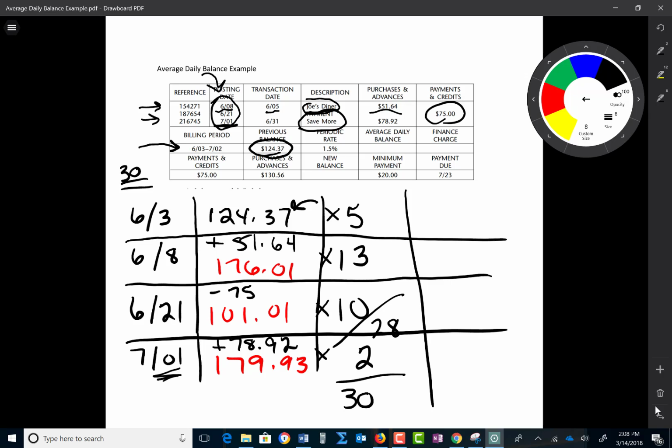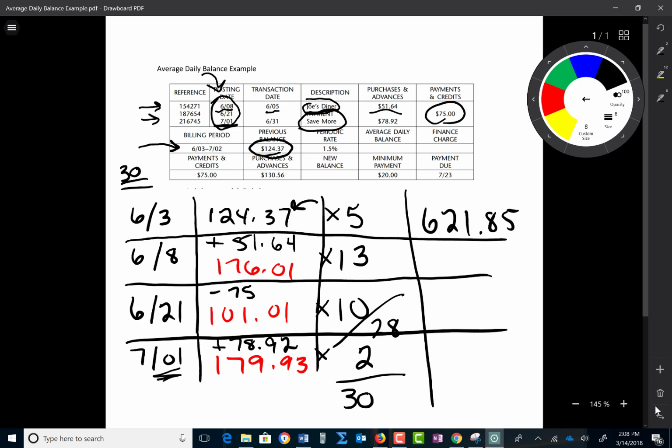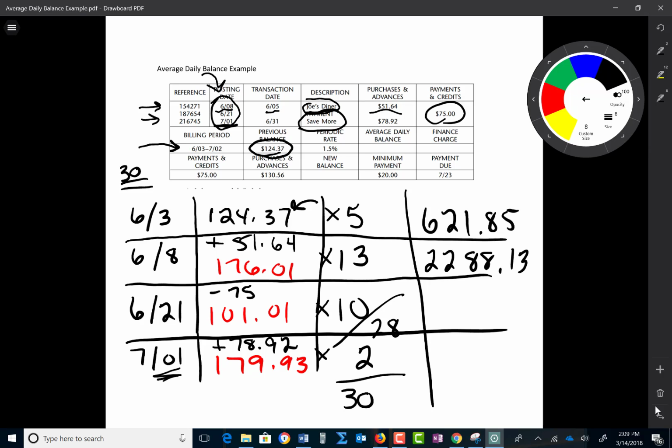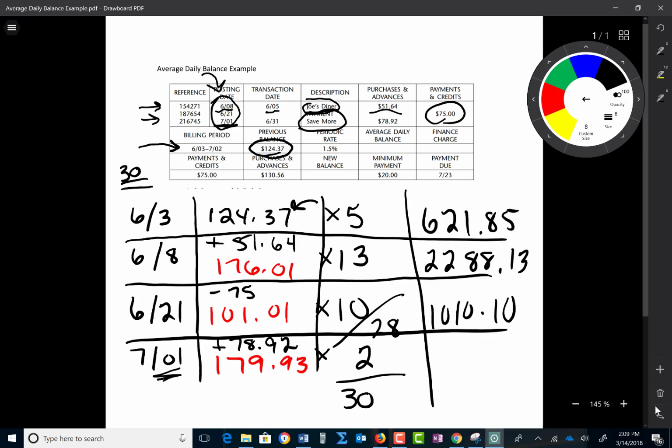So 124.37 times 5 is 621.85, and 176.01 times 13 is 2288.13. Remember, this is not your balance. This is those balances carried over those number of days. So 101.01 times the 10 days is 1010.10. And then 179.93 times 2 days is 359.86.